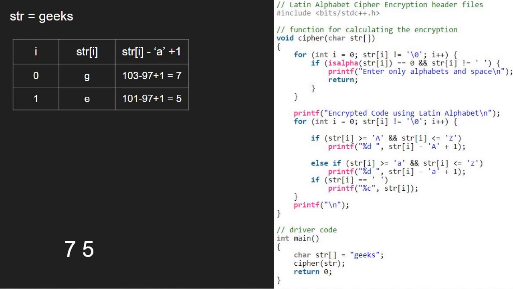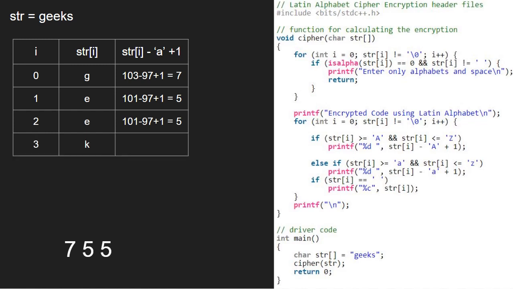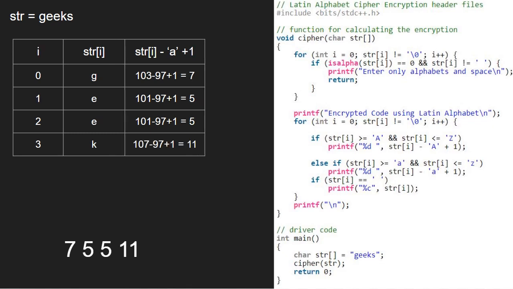We continue with the for loop and str at index 2 is also e. So, 5 will be printed again. Now, i will be 3 and str at index 3 is k. Again, the else if condition gets satisfied and we print ascii of k minus a plus 1. Then i will be 4 and str at index 4 is s. s minus a plus 1 will be 115 minus 97 plus 1. We have traversed through the entire string and we have the final output.